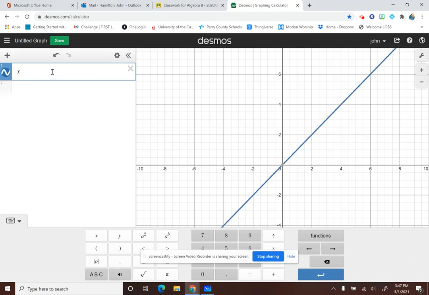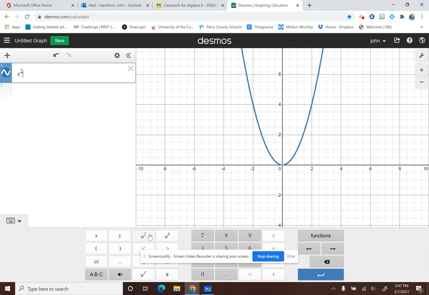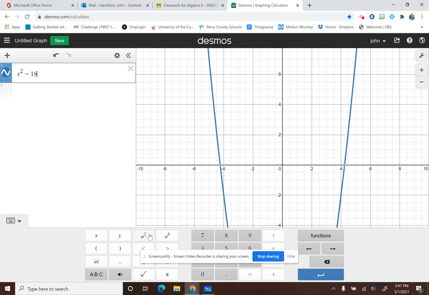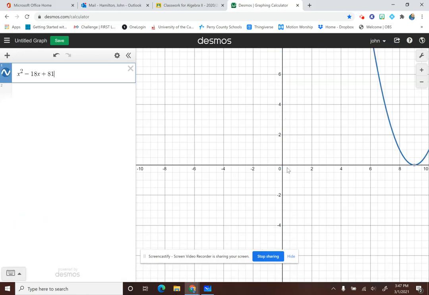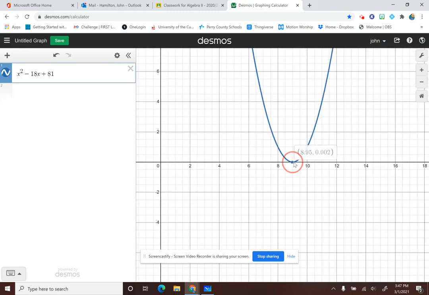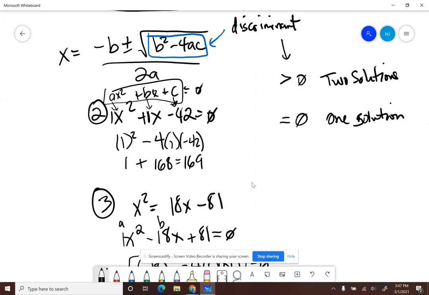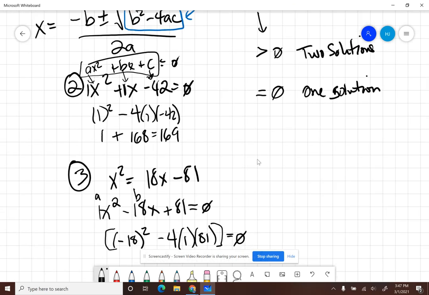So again, I've got x squared minus 18x plus 81. It's what we had in standard form. And notice what happens here. Notice in my graph, I'm only touching the x-axis at one particular point. So that means there's only one solution, only one value for x that will make this statement true, that will make it equal 0. Notice I have 9, 0. So again, we're kind of seeing a pattern here that's happening with this discriminant. So let's do one more example, and you're going to see what's going to happen here.